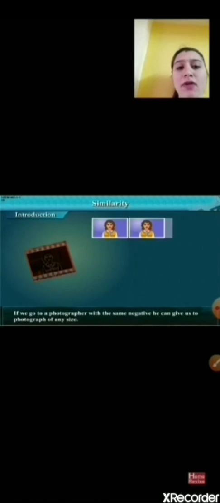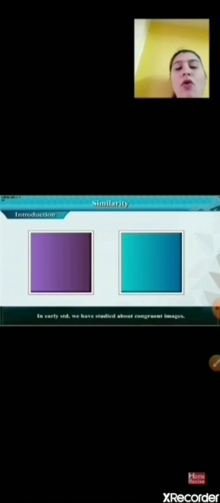If we go to photographer with the same negative, he can give us two photographs of any size. Here, photo is exactly the same, but the size are different. We call them as similar.